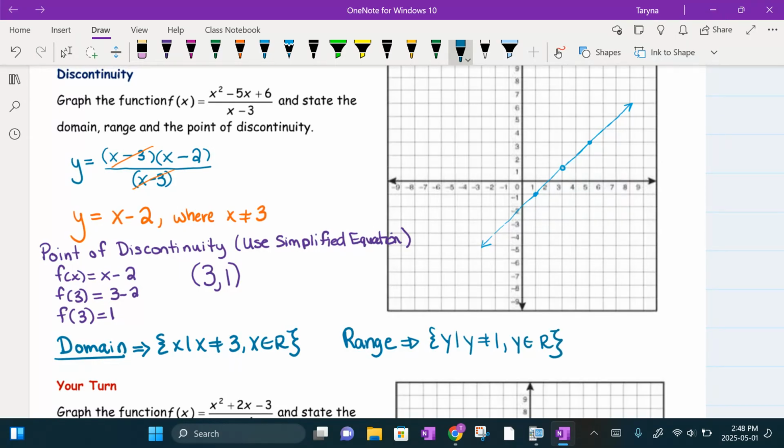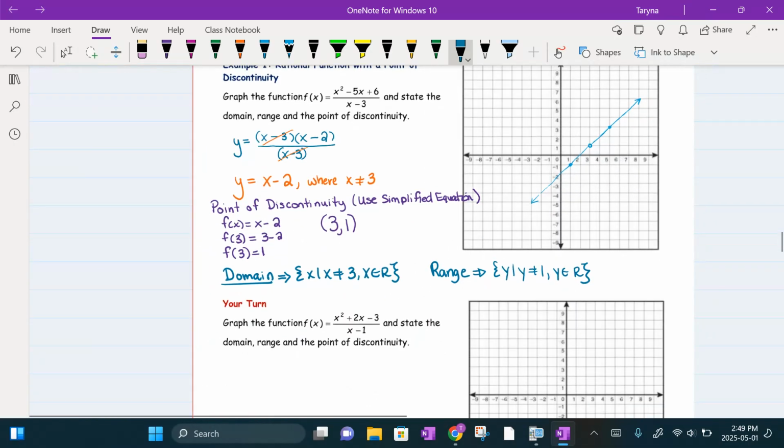And I didn't talk about this, but I should. If I would have looked at the beginning and just gone through my rules, would you guys agree that there is no horizontal asymptote because it's bigger on the top? So there isn't a horizontal asymptote, but there is a point of discontinuity, right? Which still gives me an x and y restriction.